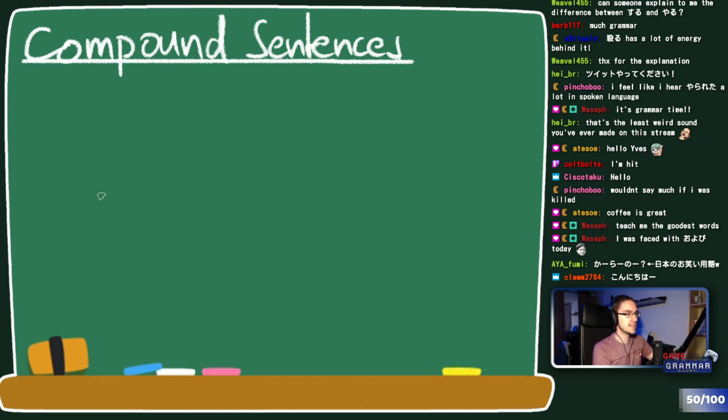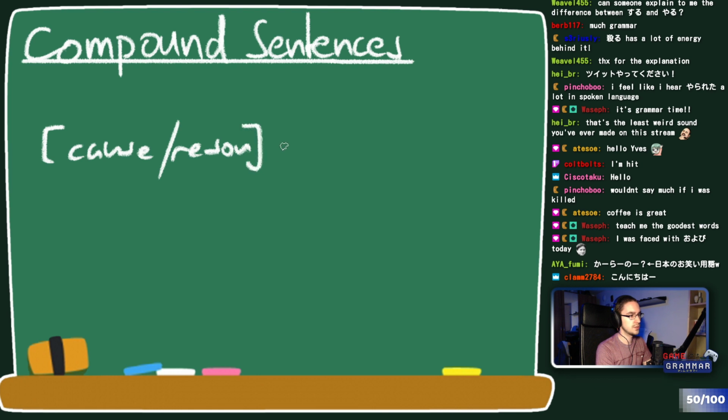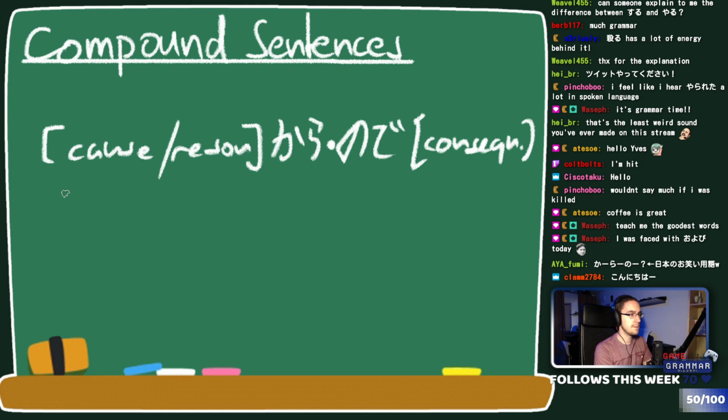When you see a sentence like that, you'll have two clauses. Namely, you'll have the cause, some sort of cause or reason. Then you'll have kara or node, either one. And then you'll have the consequence. What that means is thing A causes B. It's kind of like causality, like logic.